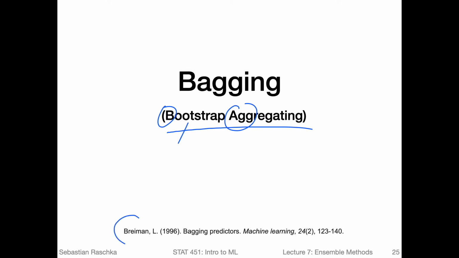Bagging was another technique Leo Breiman proposed, and you probably recall him from the decision tree lecture. He was the main person working on CART, the classification and regression trees. Later in this lecture we will encounter Leo Breiman once more when we talk about random forests.